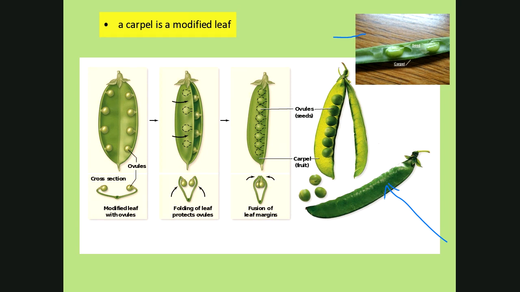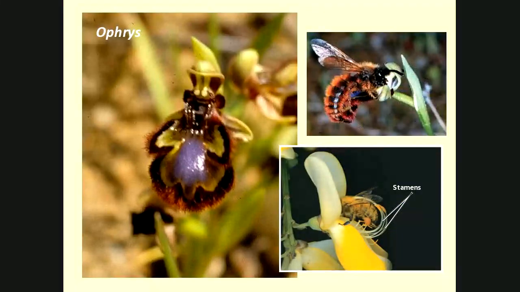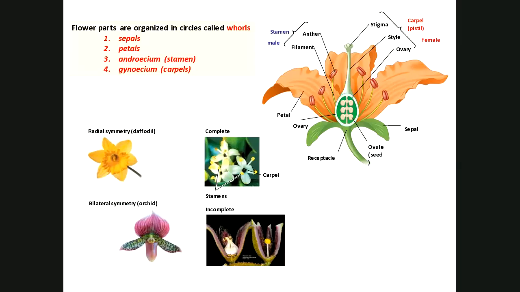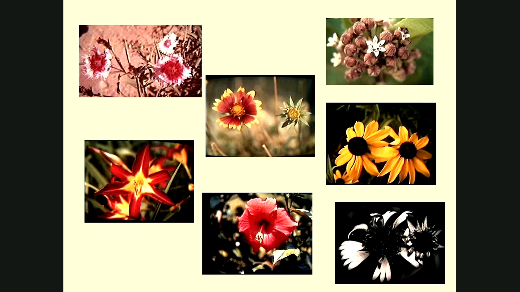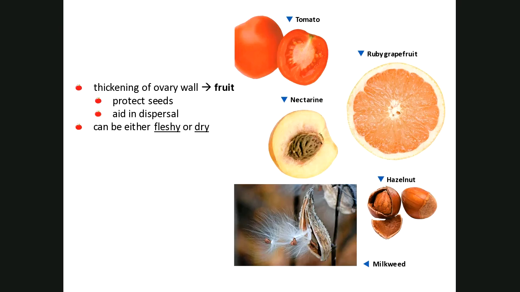So where did that come from in the flower? It came from the carpel. Right, this is the carpel right here. When the ovary wall begins to thicken, then we make the fruit. And as I said, this protects seeds and allows for dispersal.